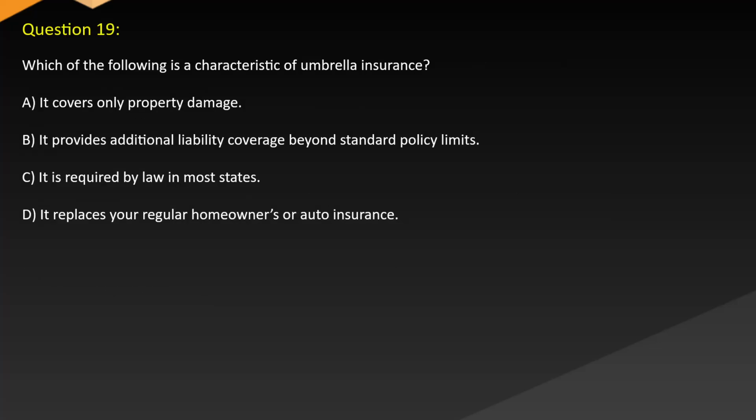Question 19. Which of the following is a characteristic of umbrella insurance? A. It covers only property damage. B. It provides additional liability coverage beyond standard policy limits. C. It is required by law in most states. D. It replaces your regular homeowners or auto insurance.